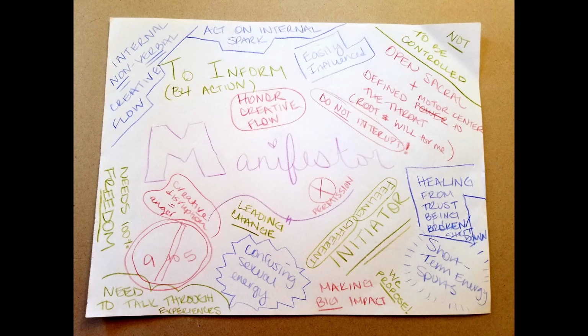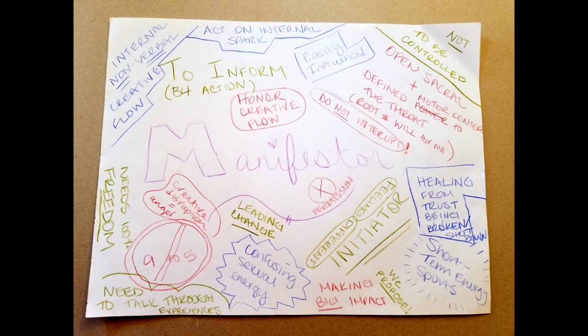Manifestors lead change. Manifestors are here to inform. So the strategy for using my energy type well to remove resistance that I get from the outside world when I need to act is to inform people that will be impacted by the actions I'm about to take, as well as just informing people of their correctness in my space and when I need space from other people.